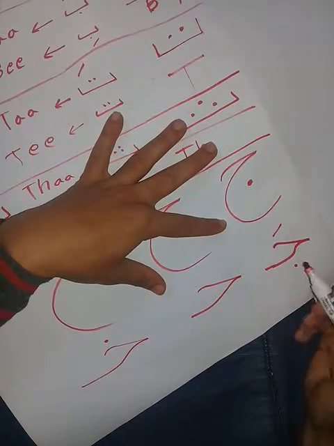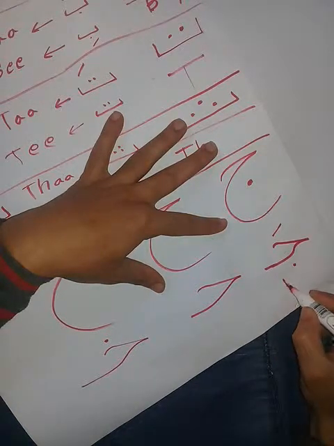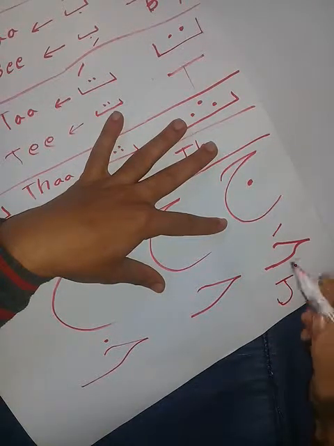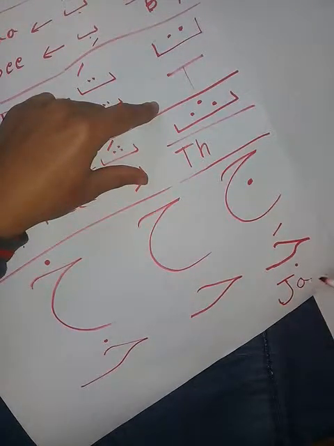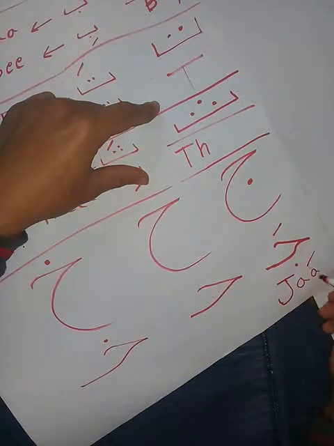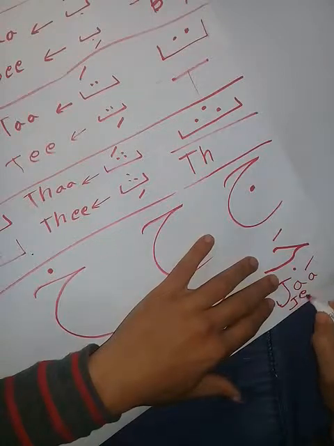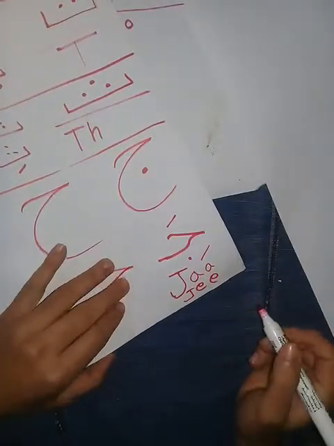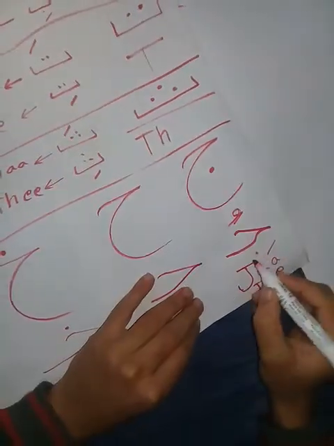This sign is فتحة. We say جا. This letter equals J in English. With this sign we say جا. G A A جا. With this sign it is كسرة. This sign is كسرة. We say G. J E E. With ضمة, this sign we say جو.